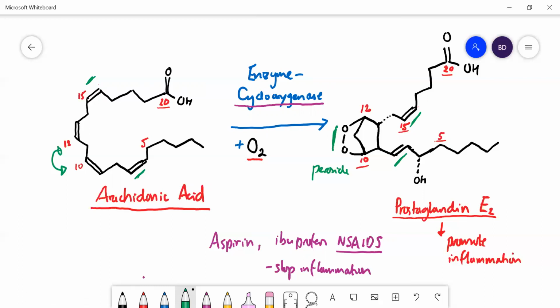You don't need to remember either of those examples. The specification just says you need to be aware that certain drugs work by inhibiting enzymes. So there's just two examples, and it's a good excuse to have a look at the skeletal formulae and things.